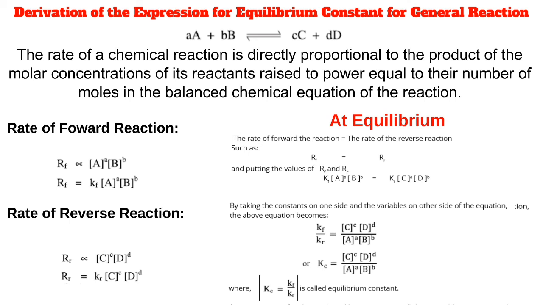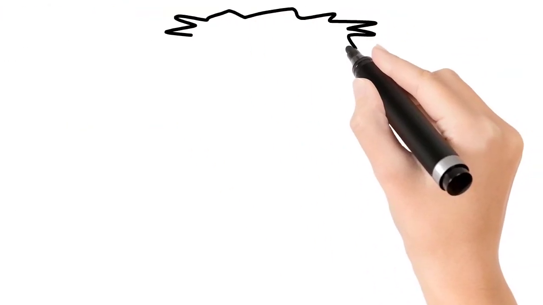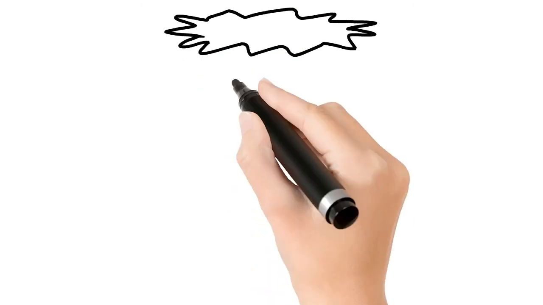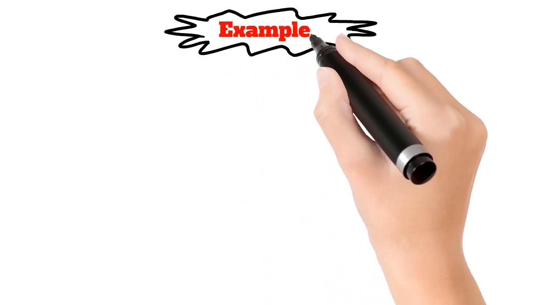This type of derivation is not much different from the previous one. There is just the addition of number of moles, which are raised to the powers of their respective species. This is one of the easiest laws of chemistry and my favorite as well. Now we will explain this law with the help of some examples.